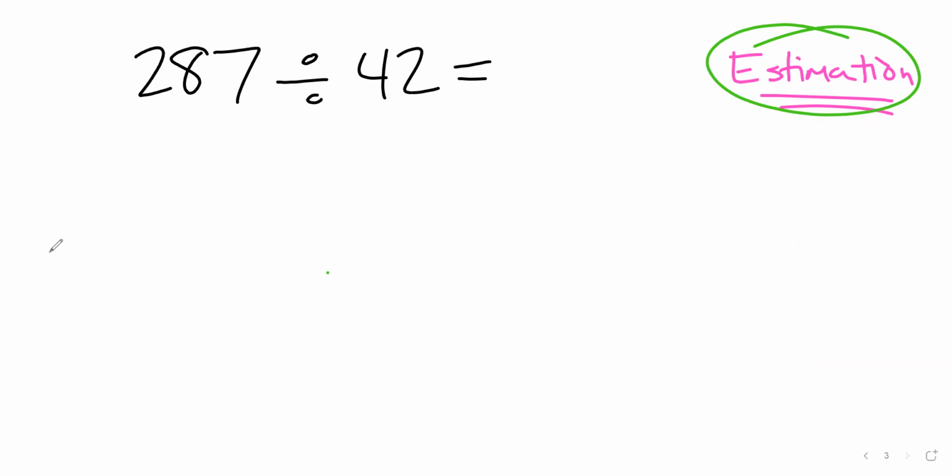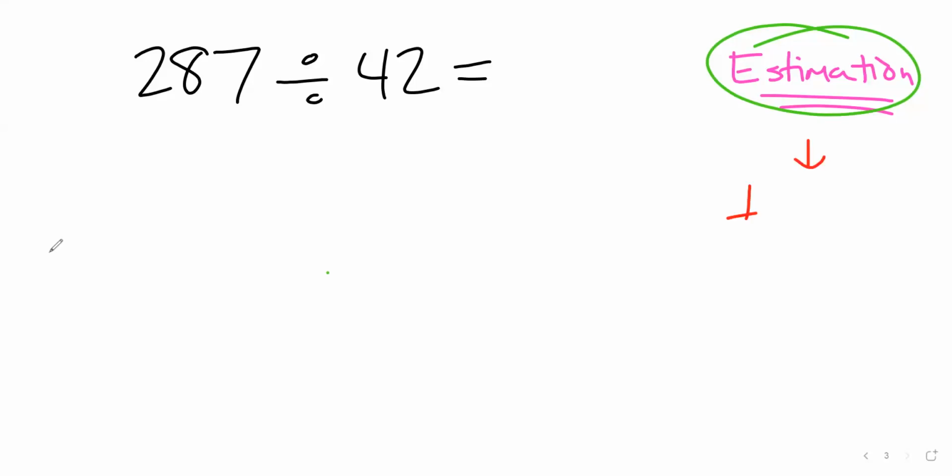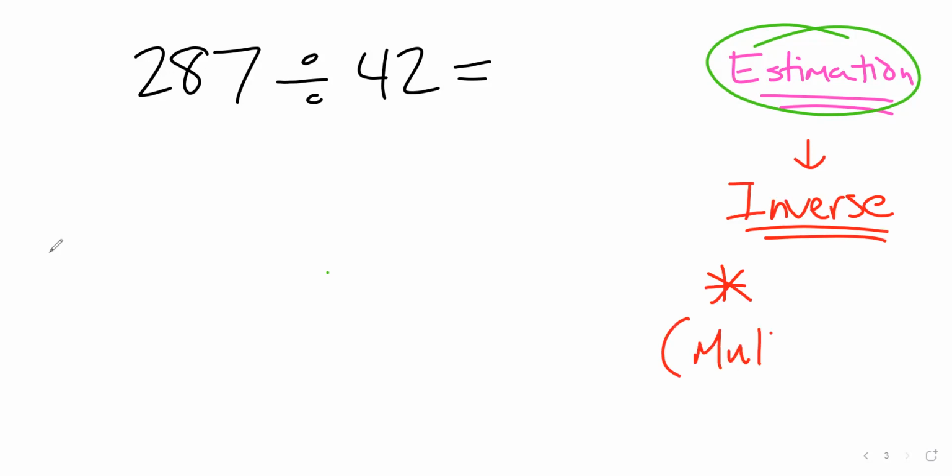So one thing we know, right? One thing we know is that this concept of estimation and division actually can be rooted in the inverse. And this is very helpful because this is, again, thinking about multiplication or that concept of multiples. And yes, I'm going to go on a little side note and talk about this before we go solve this 287 divided by 42.